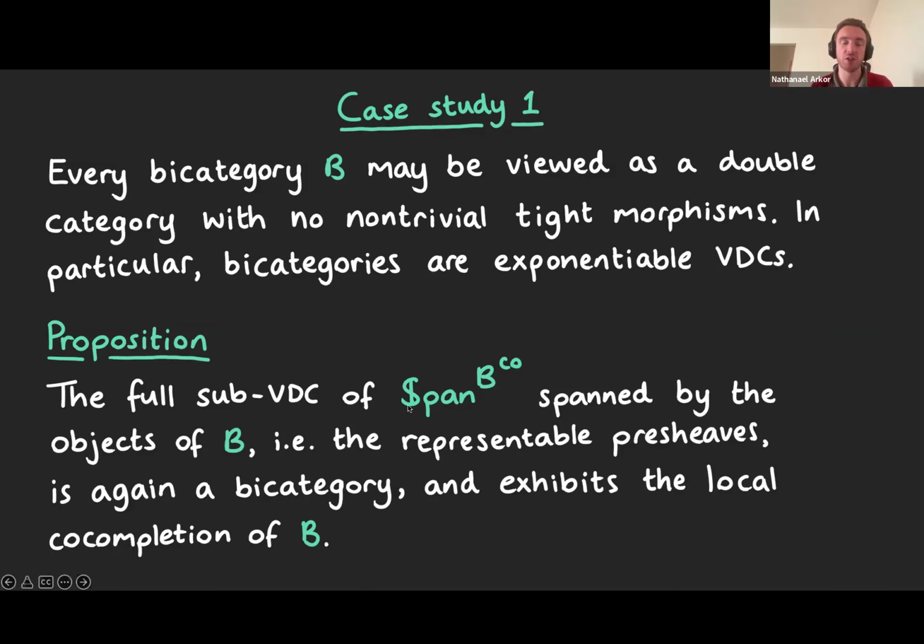And we can look at the exponential Span raised to the power of B co. So co means we flip the direction of the two cells in B. Now, the objects of this virtual double category are going to be functors from the set of objects of B into the category of sets. But if we restrict this virtual double category to the representable presheaves, i.e. the objects of B, this exactly recovers the local co-completion of B. So if we restrict to the representable presheaves, this is again a bicategory. So in fact, it has composition. And it turns out to be exactly the local co-completion.